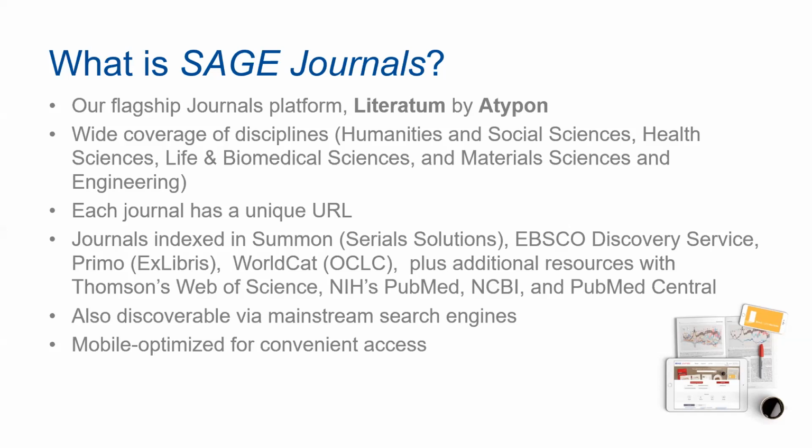We do have a wide coverage of disciplines, and these include the humanities and social sciences, health sciences, life and biomedical sciences, and materials sciences and engineering. So there's a wide topic coverage there that we've broken down into further, more detailed subject areas. No matter where you're researching, studying or teaching, there should be some original and interesting research articles for you to have a look at on our Sage Journals platform.